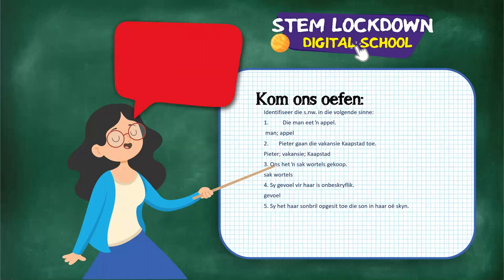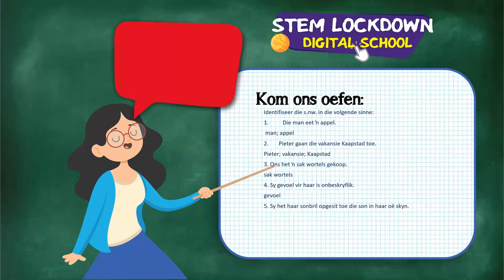Sy het haar sonbril opgesit toe die son in haar oë skyn. A direct translation would be, she put her sunglasses on when the sun shone in her eyes. Okay, I see three. Identify the nouns in the sentence, please. Angelina, what do you think? Sonbril and common noun. Okay, thank you so much. Sonbril is a common noun.